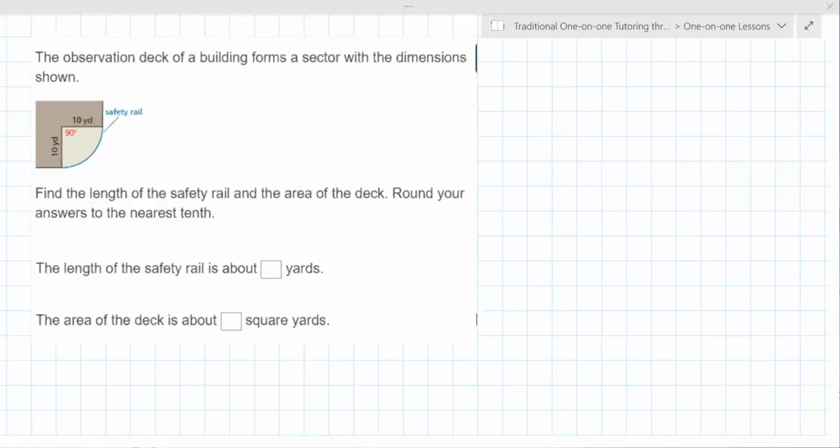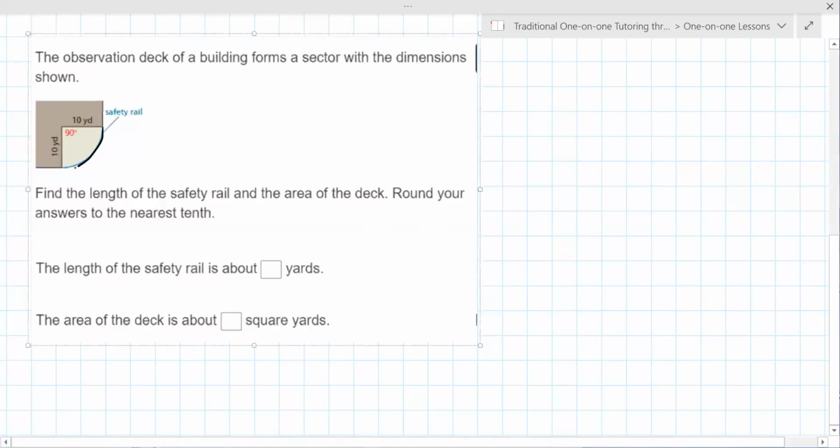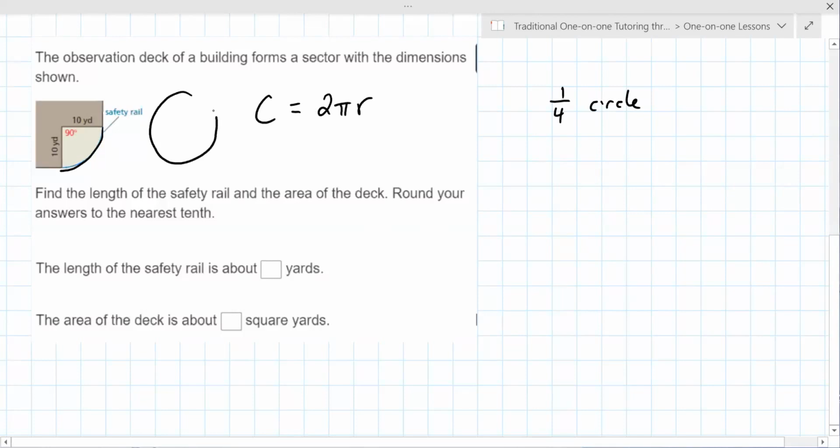All right, find the length of the safety rail and the area of the deck. The safety rail is along here, and it may not appear obvious, but it's a quarter circle. From a previous class, you know that the circumference of a circle is 2 pi r, 2 pi times radius, but that's if you want to go all the way around the circle. Here we only want to go around a quarter of it. So the circumference of a quarter circle is 2 pi r divided by 4.